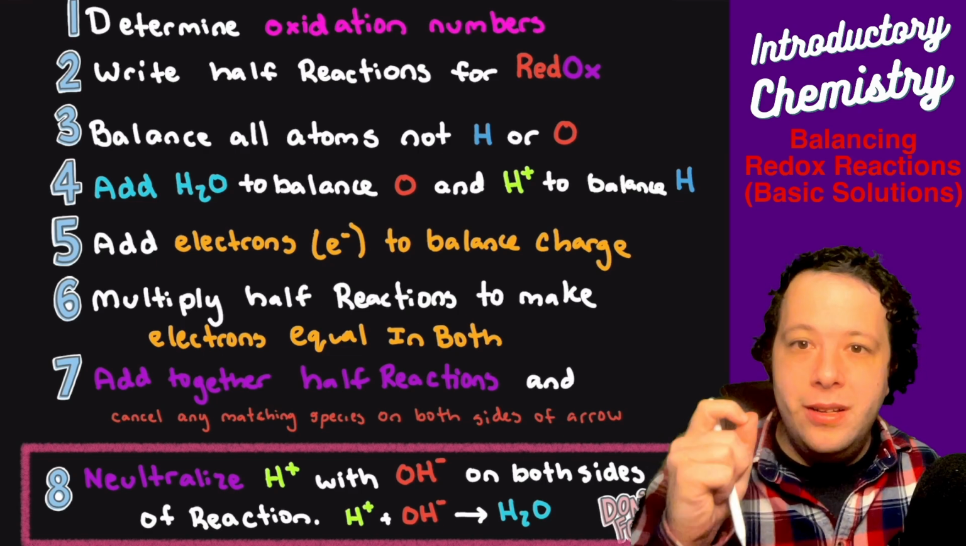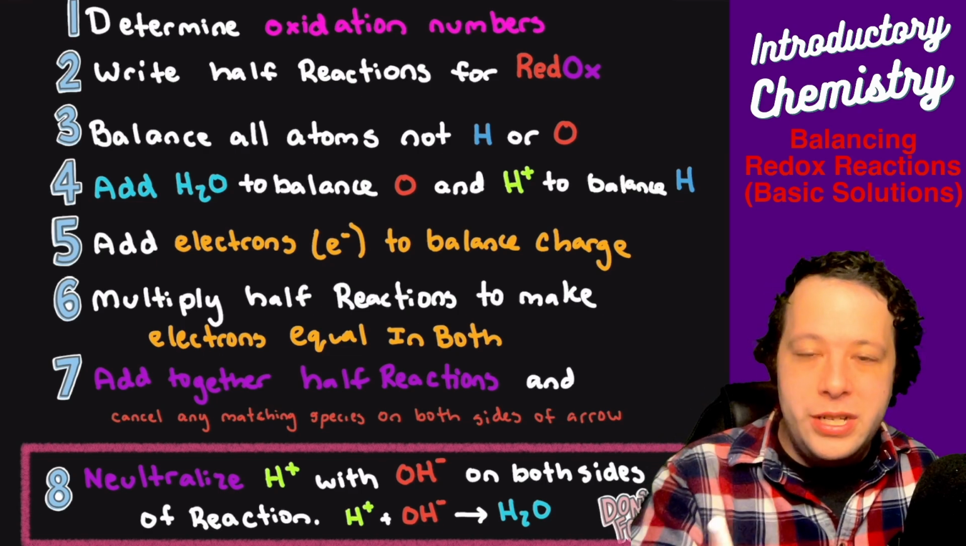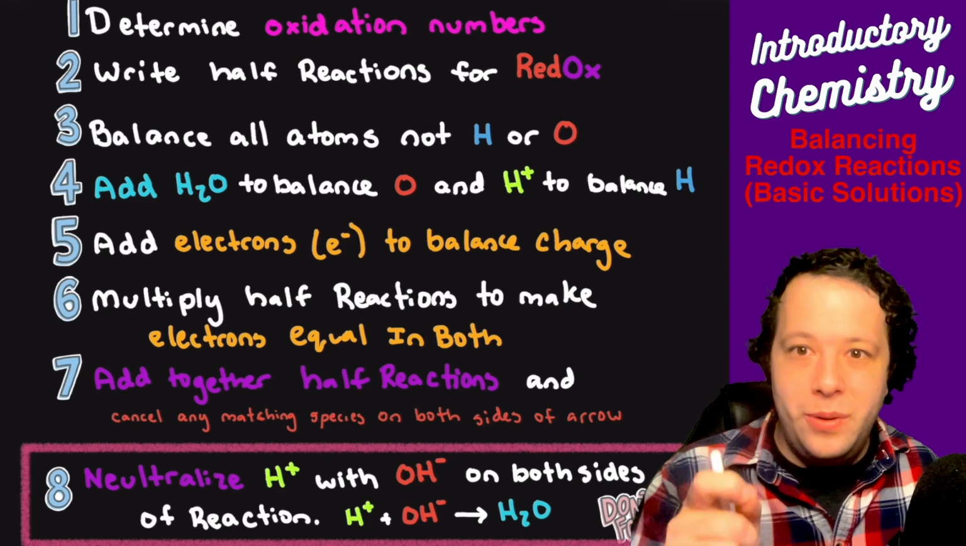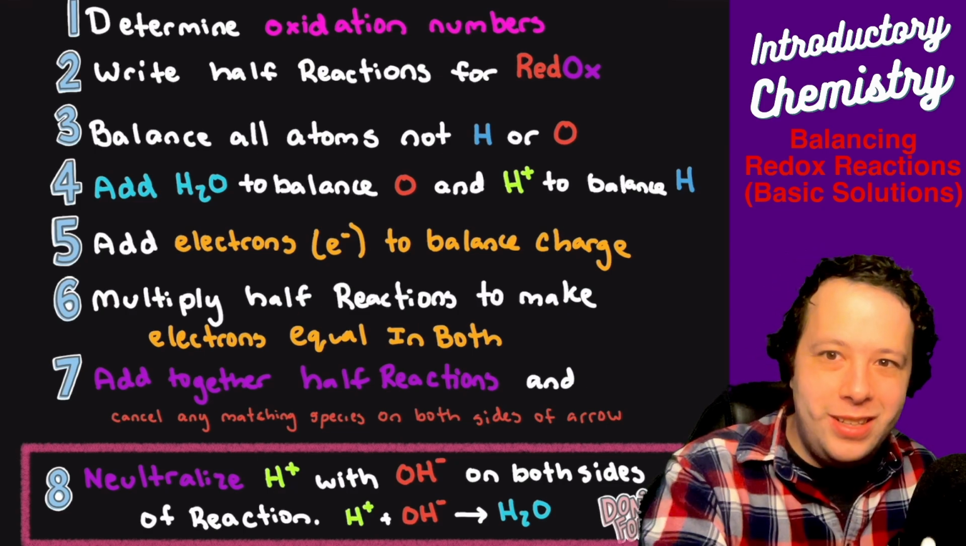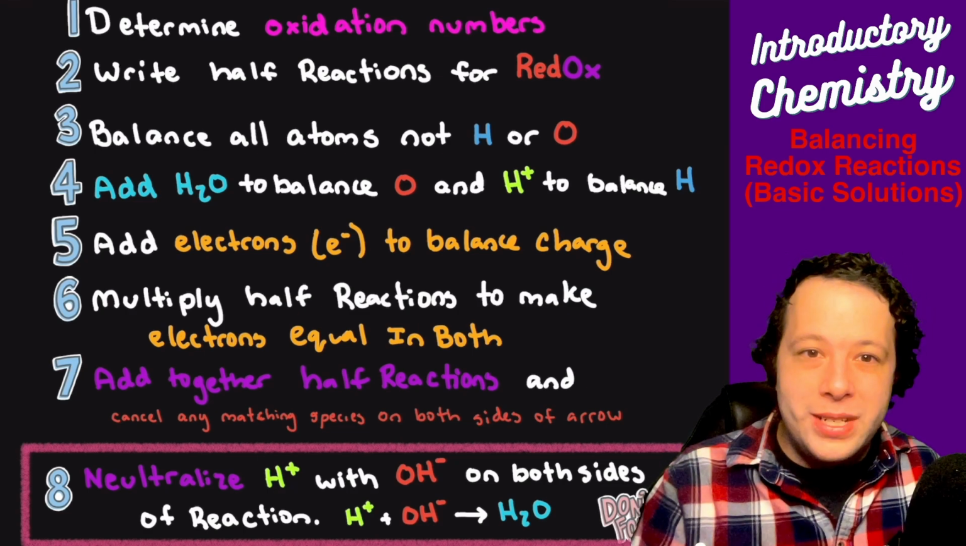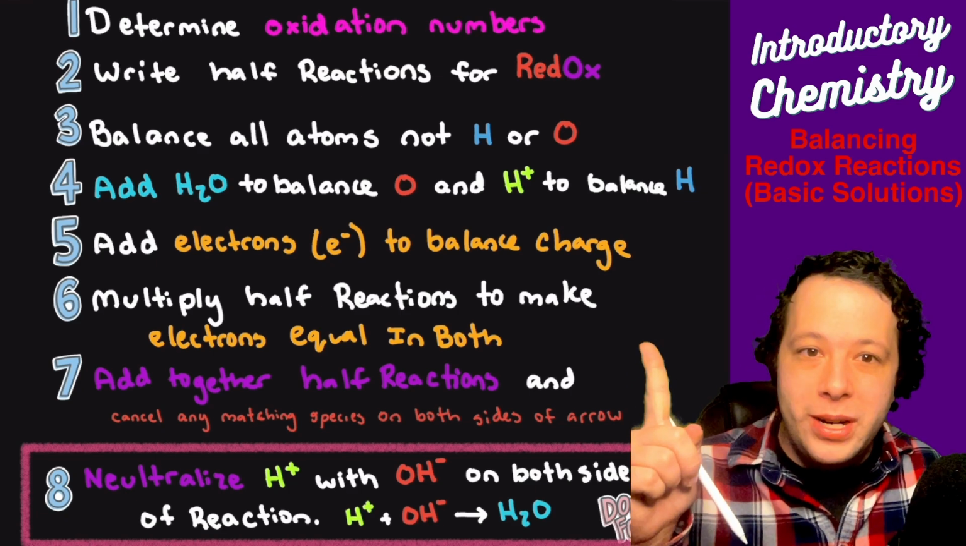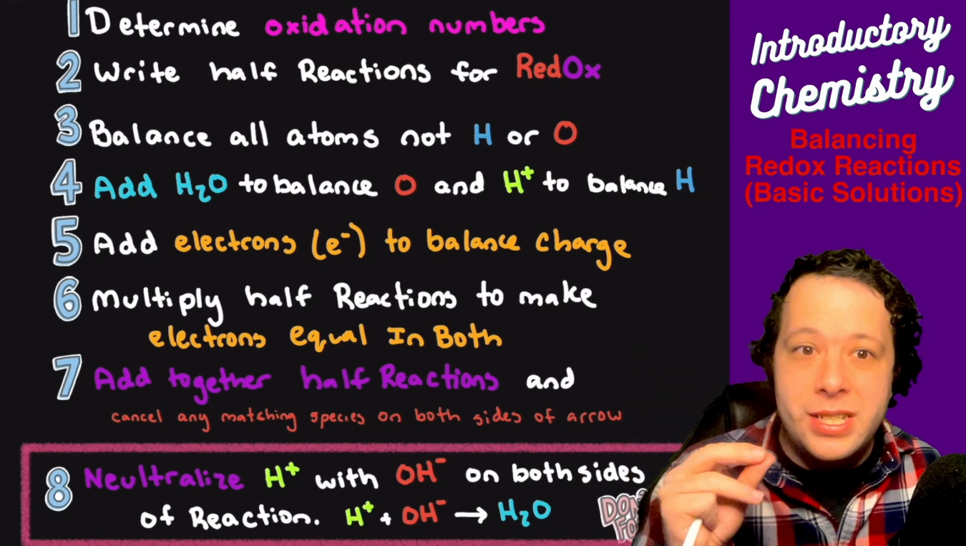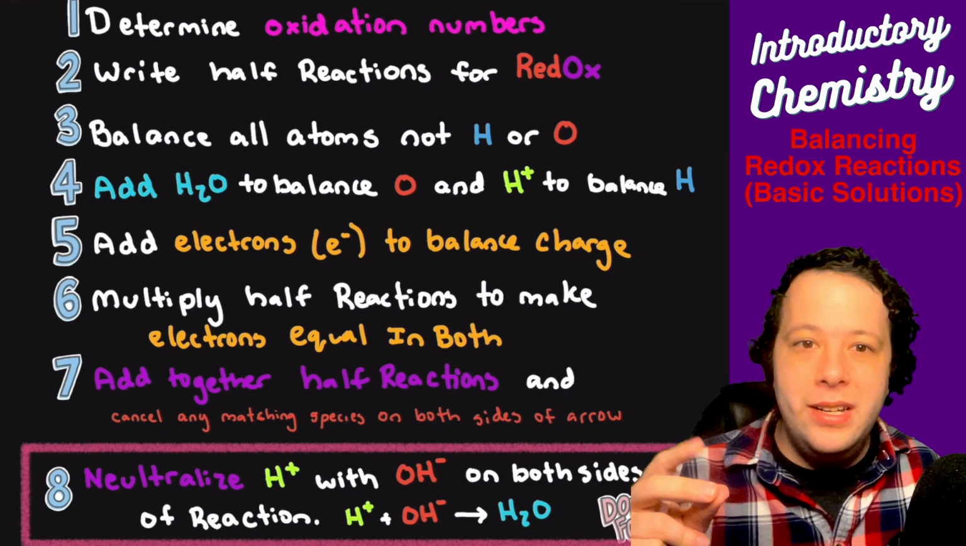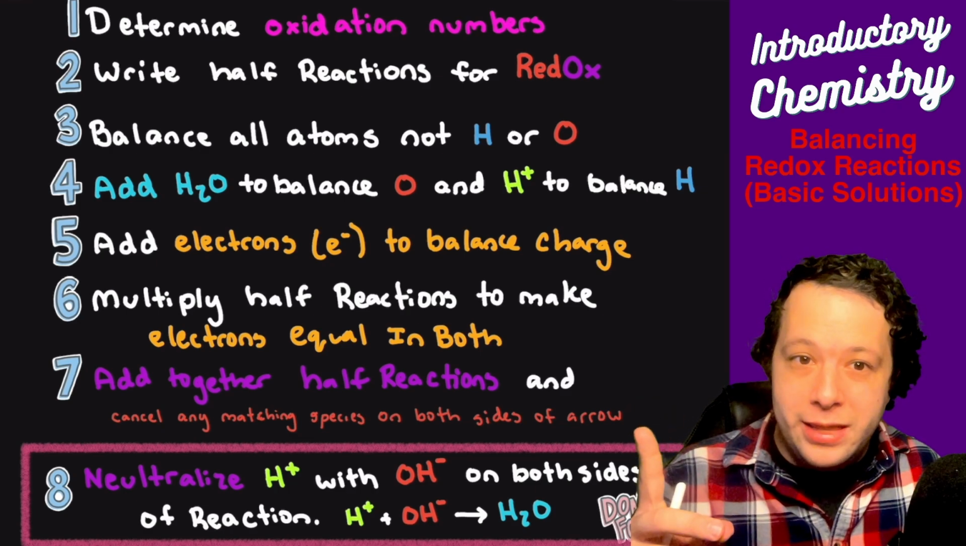Other atoms, then you do oxygen, hydrogen, then electrons. So other, oxygen, hydrogen, electrons. Keep that order every single time and you'll be able to get it right. Now, from there, you're going to multiply the half reactions to cancel your electrons. That will allow you to add them together.